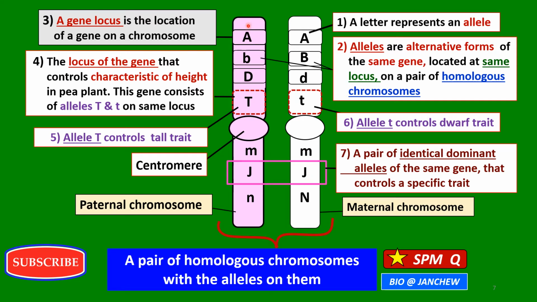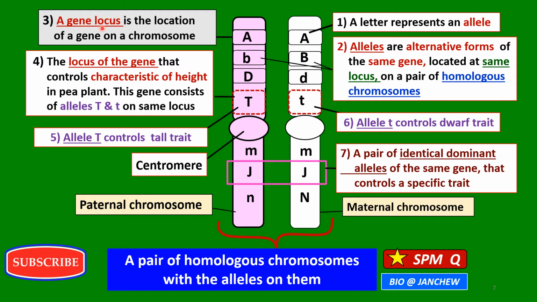One chromosome comes from the male parent and is called the paternal chromosome. The other one comes from the female parent and is called the maternal chromosome. All right? So the letters on the chromosomes represent the alleles. Each letter represents an allele, and an allele is a form of a gene that controls a specific trait. Alleles are all the possible forms of a gene that controls a characteristic, but each allele controls a specific trait.